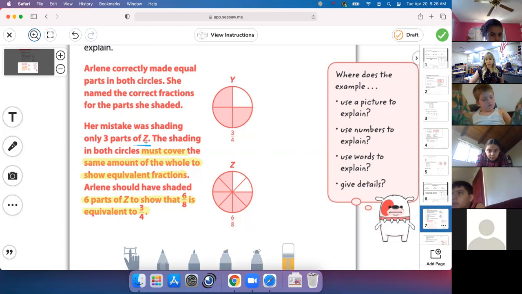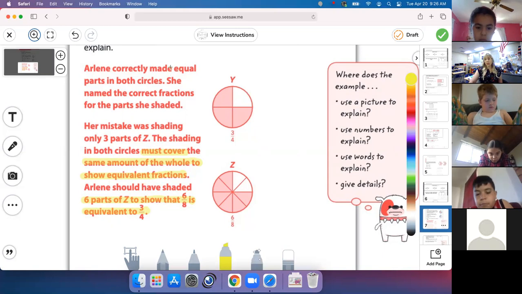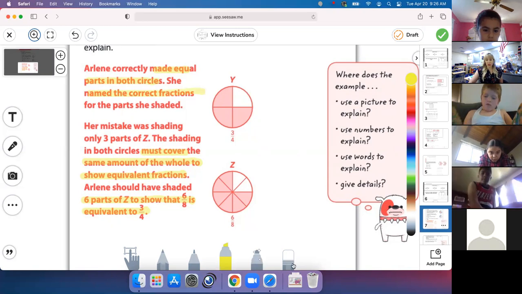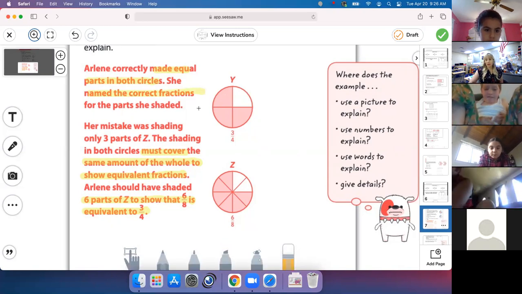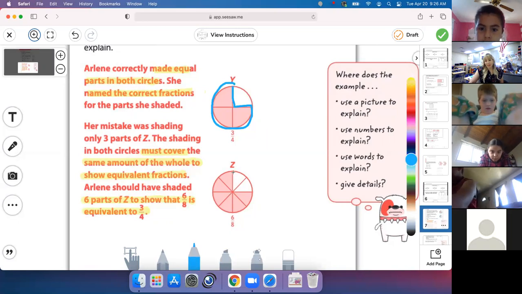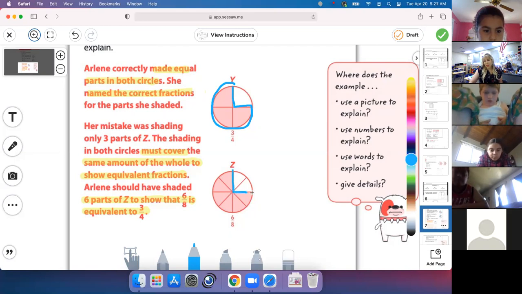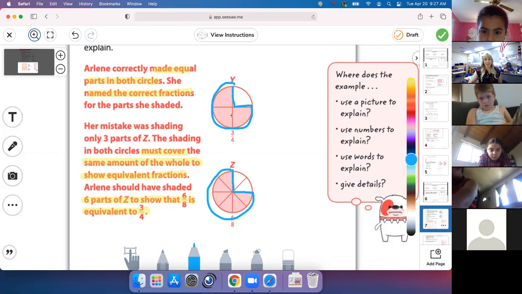So here, they fixed her answer. They said the same thing we did. She made equal parts, which is great. She named the correct fractions, which is great, but they weren't worth the same amount. When I look at this one, this amount here is now worth the same as this amount here. Here we go. Because if I were to take this piece and put it on top of this piece, it would be the same amount.